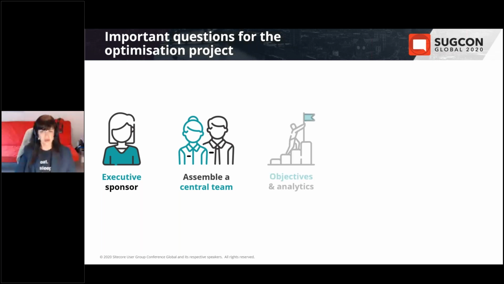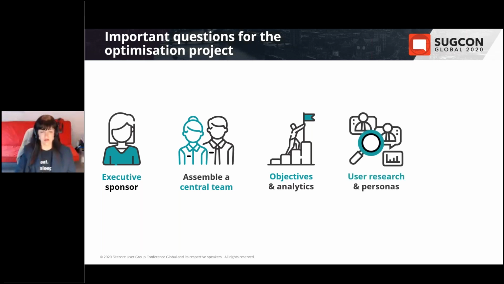Make sure you know why you're doing it. You don't personalize for the sake of personalization. You personalize because you have objectives that you want to achieve. You also need to have analytics and KPIs to back those up. Sitecore analytics, yes, but other analytics. And then coming off the back of that is the user research and the personas. So knowing why you're doing it is the objectives, and then who are you doing that for? And that's where that user research comes into it.